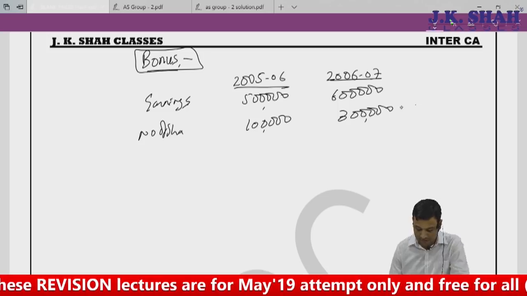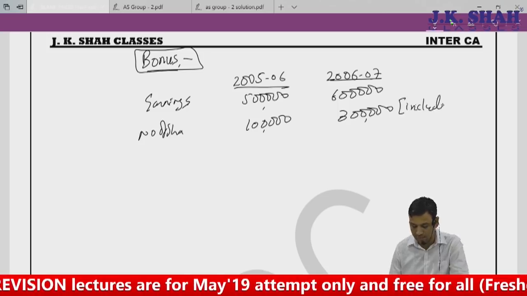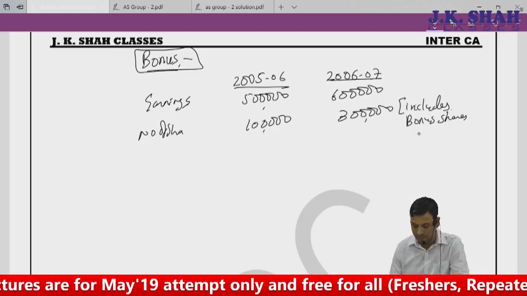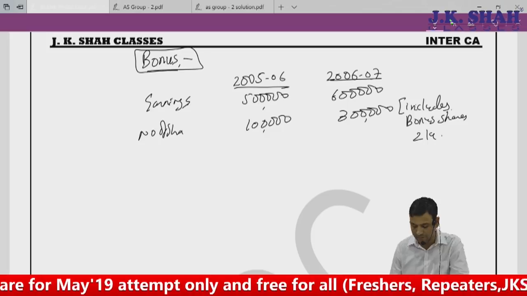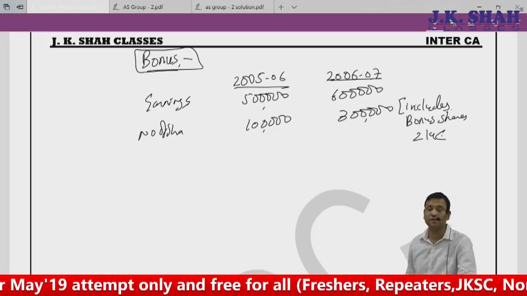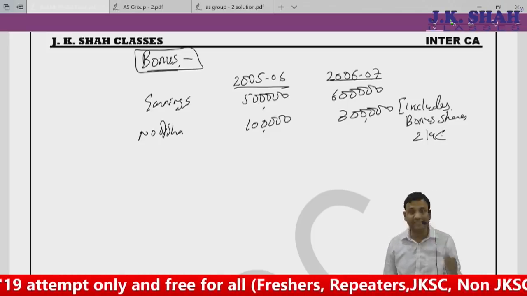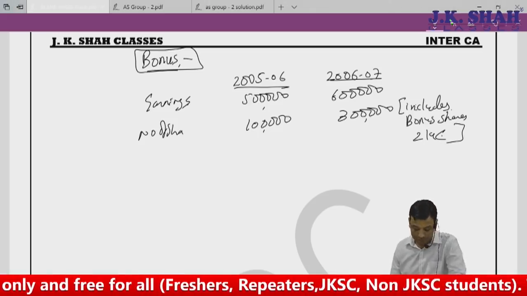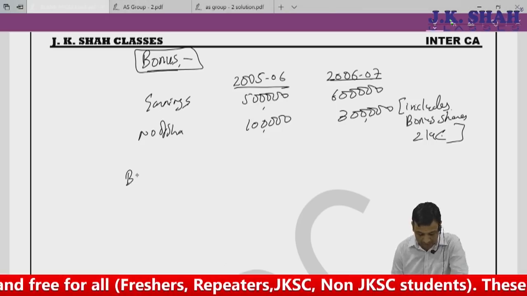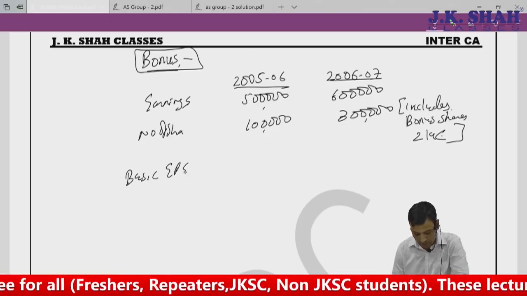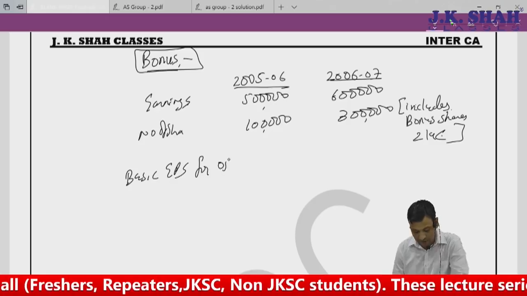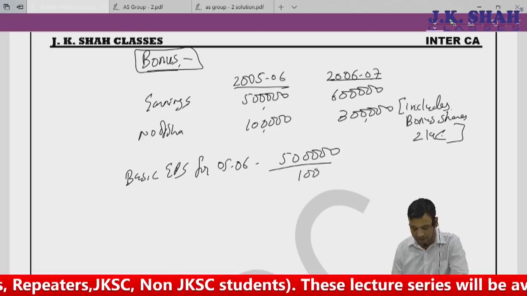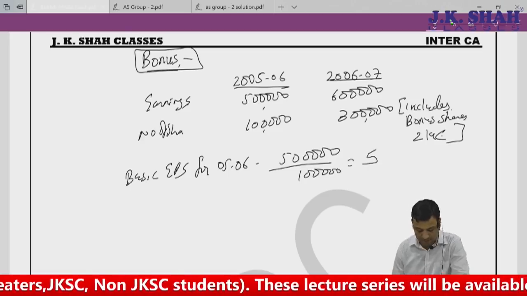But this 3 lakhs includes bonus shares, 2 lakh. It includes 2 lakh bonus shares. So what is to be done? If 2 lakh is the bonus shares which is included here, what are we supposed to do? It's very simple. First we'll find out basic EPS for 5-6. So basic EPS would be 5 lakhs divided by 1 lakh, which is nothing but 5 rupees.